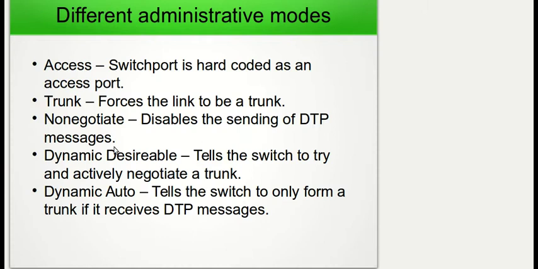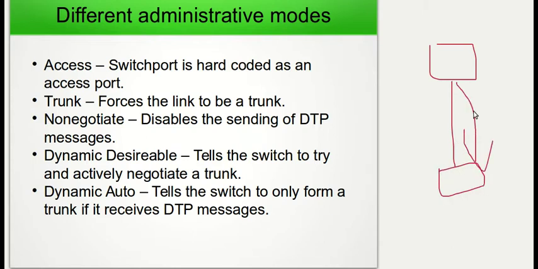So with dynamic desirable, the switch will actually use DTP to try and form a trunk with the device on the other end of that link. It's going to send DTP messages, and with dynamic desirable, it's going to aggressively and actively try to form a trunk. It's going to be like saying to this guy: I want to form a trunk. I want to form a trunk.